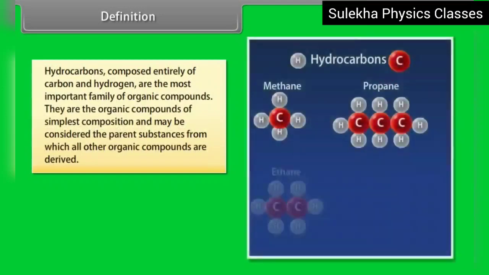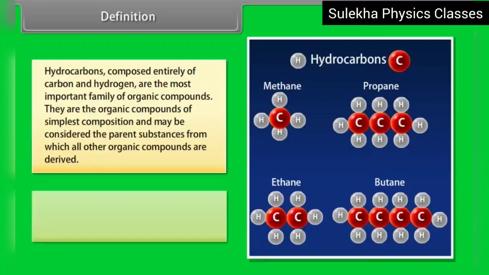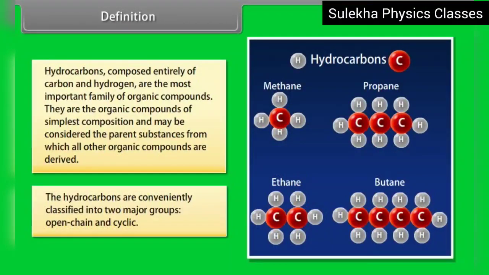Definition. Hydrocarbons, composed entirely of carbon and hydrogen, are the most important family of organic compounds. The organic compounds of simplest composition and may be considered the parent substances from which all other organic compounds are derived. The hydrocarbons are conveniently classified into two major groups, open chain and cyclic.